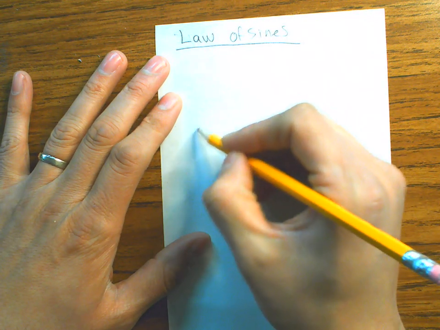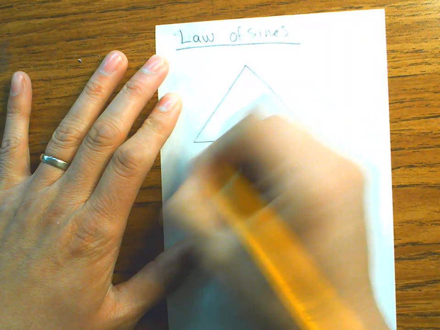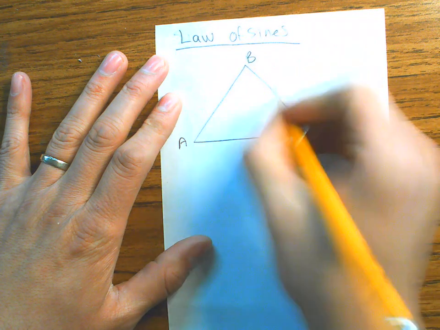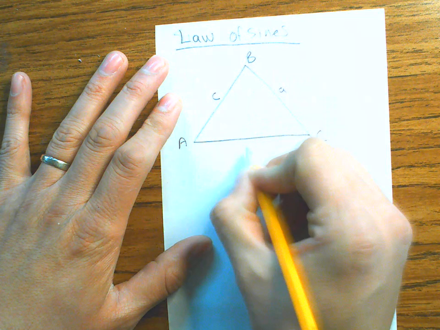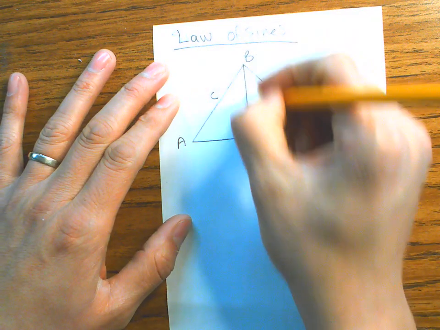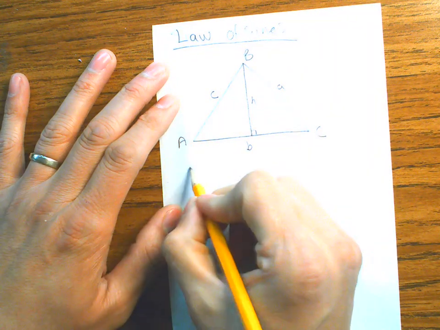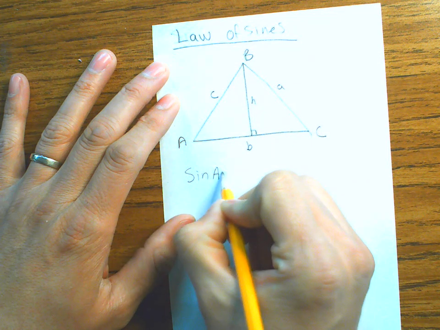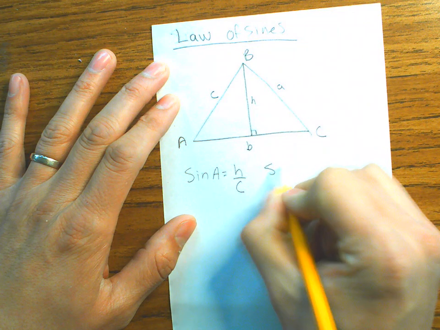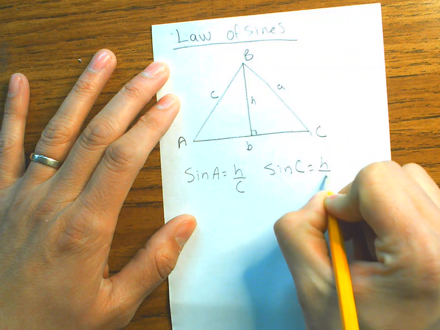All right, so let's look at a triangle like this. A, C, B. Once again, you have little a, little c, little b. Now what we're going to do is, again, drop an altitude. We're going to call that H. Now let's go ahead and look at something. The sine of A is going to be equal to H over C. The sine of C is going to be equal to H over A.